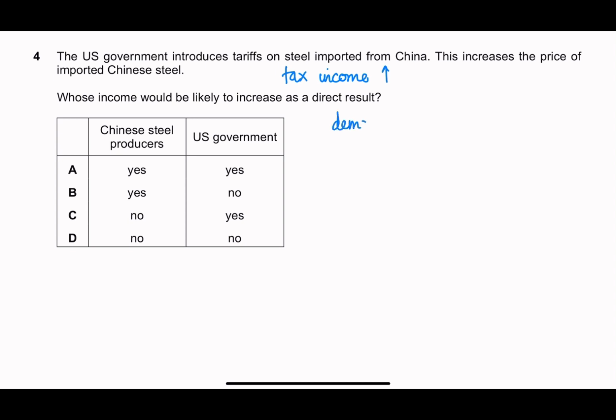So if the price of imported Chinese steel increases, then demand will be likely to decrease or stay the same, depending on the price elasticity of demand of these goods, but we don't have that information. But we know that the income of the producers would not increase as a result. So we would choose the option where the income of the US government increases and the income of the producers does not increase. So the answer is C.